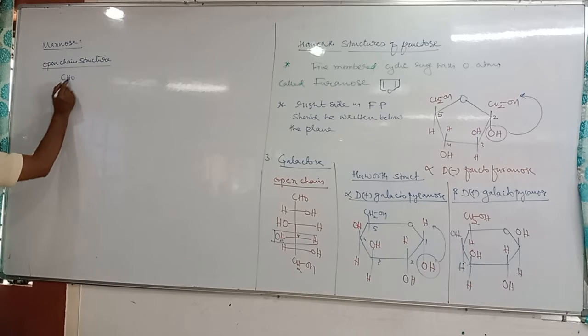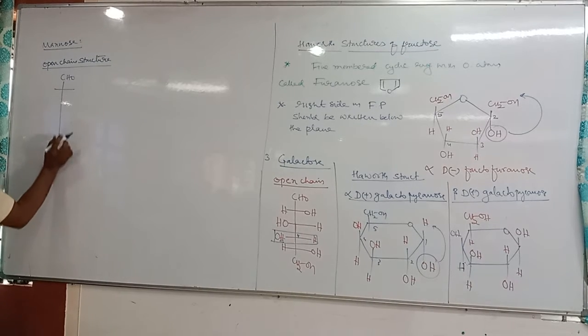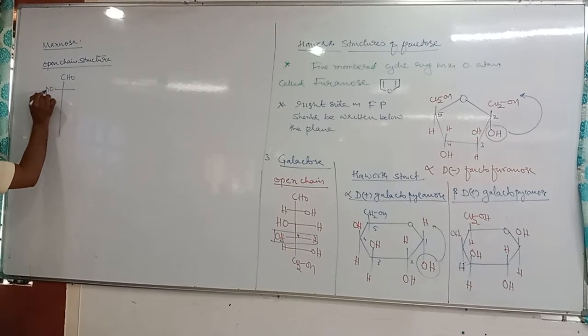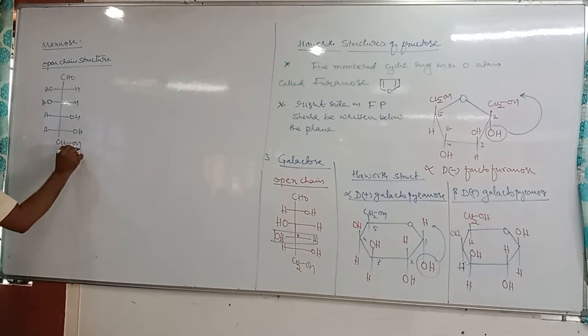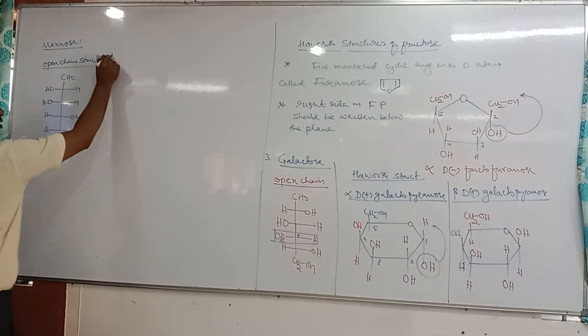It is like glucose only, but differs in which carbon? Second carbon. The second carbon and third carbon OH groups are on the right side and left side, and the remaining are all on the right side, right? But we want the Haworth projection.